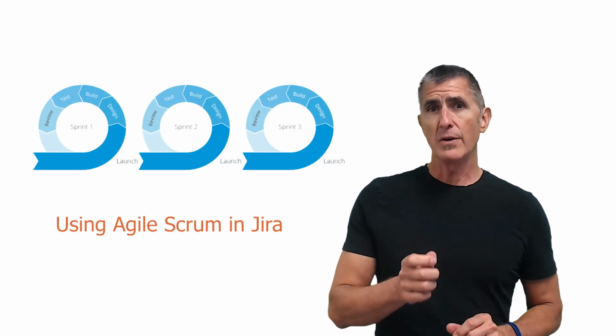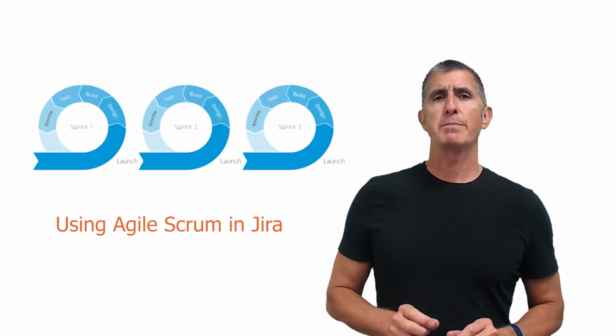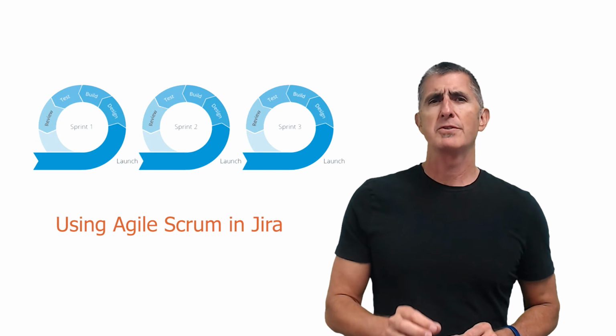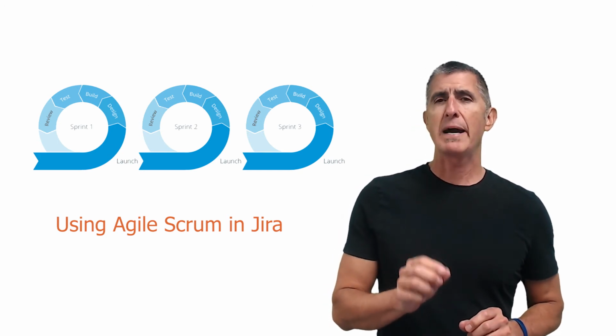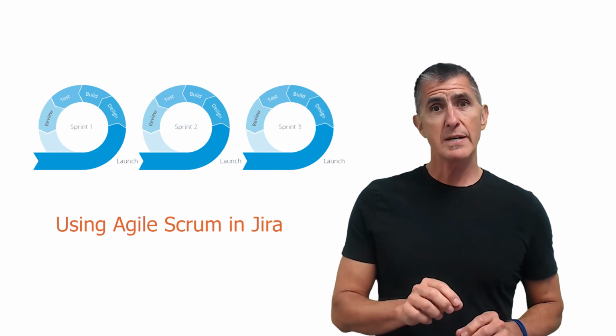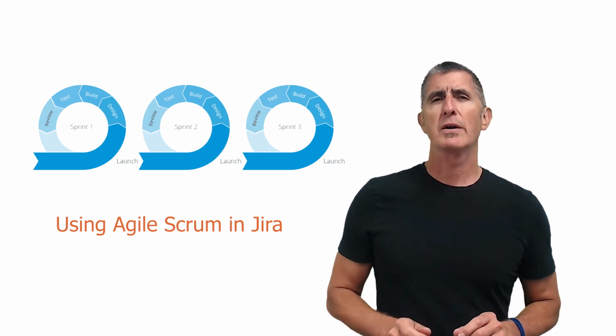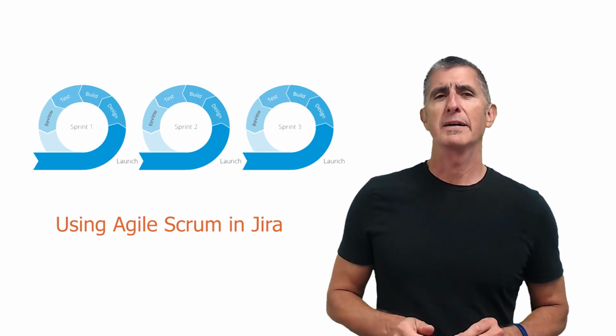In our next video, we'll look at real-world examples of a software development project where we use Agile Scrum in Jira, and how we use our backlog and sprints to prioritize our tasks, track our progress, and deliver our software product.